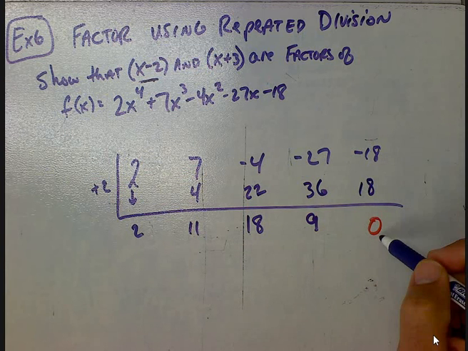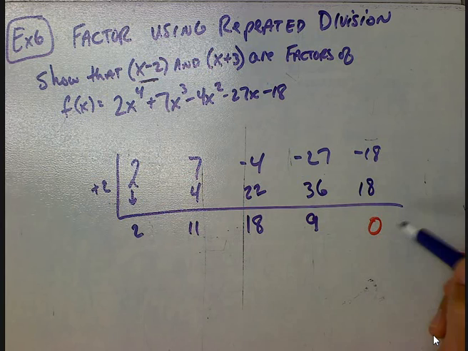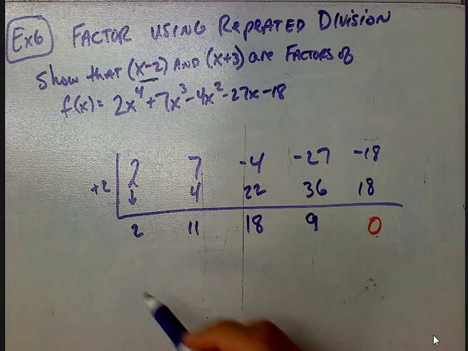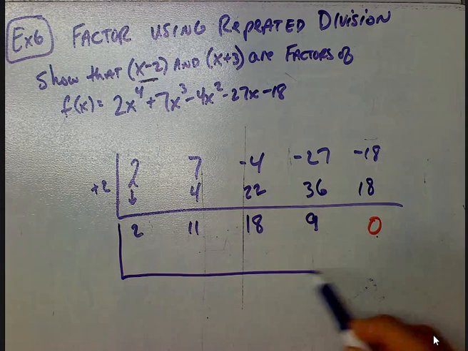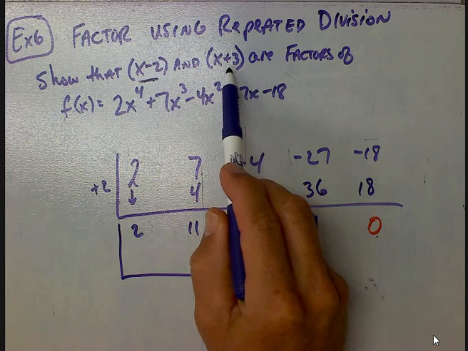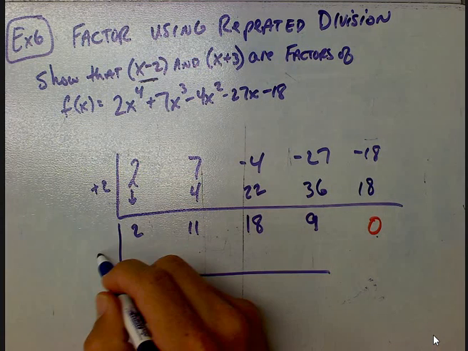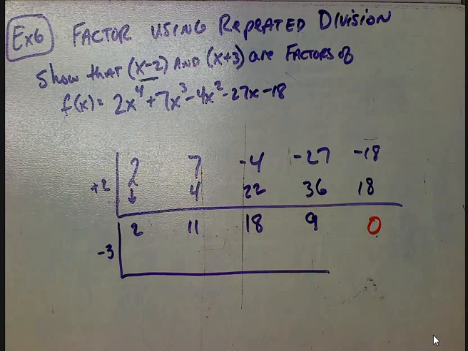That means x minus 2 is a factor. x equals 2 is a solution, or (2, 0) on the graph. Now I'm just going to use that same set of numbers and check to see if x plus 3 is a factor. Since x plus 3 is the factor, I use negative 3 as my 0.